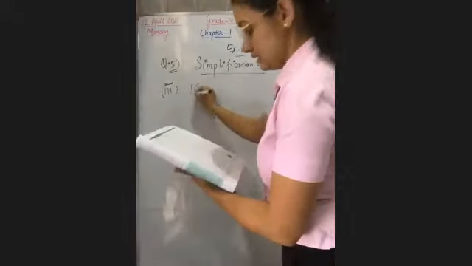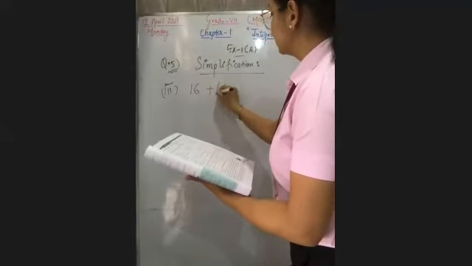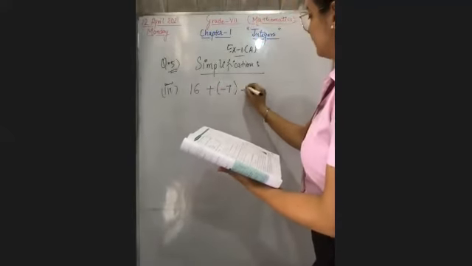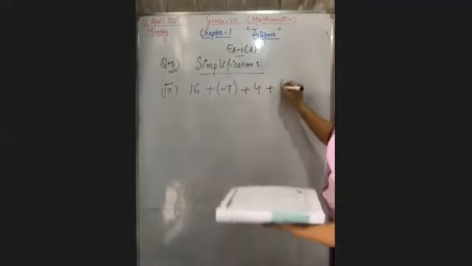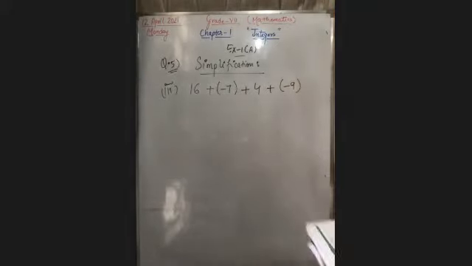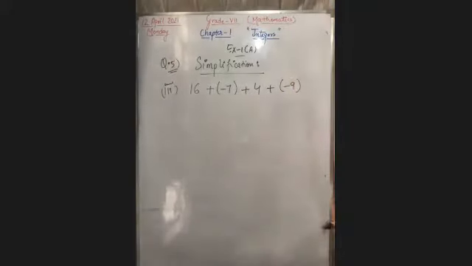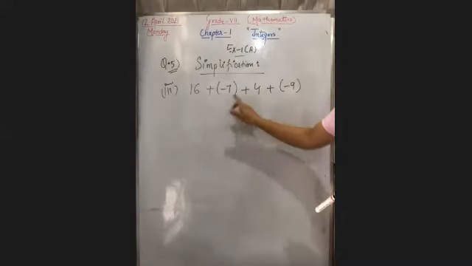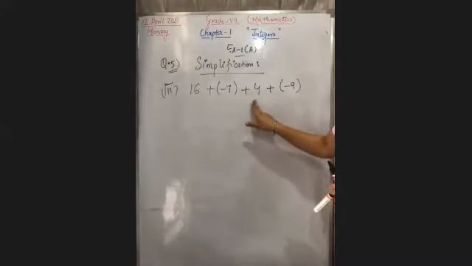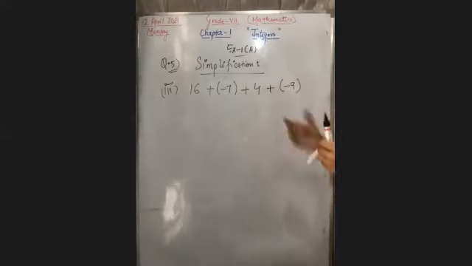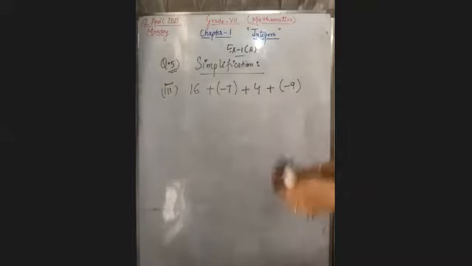Plus 16 plus minus 7 plus 4 and plus minus 9. Please solve this question quickly, everyone. While opening the brackets, please see the sign. Please write down the sign properly while opening the brackets.